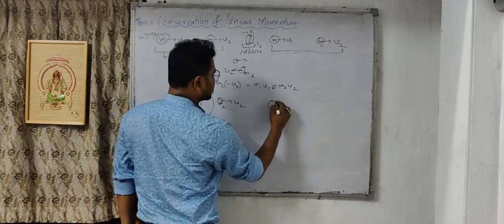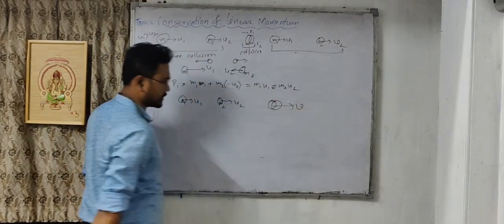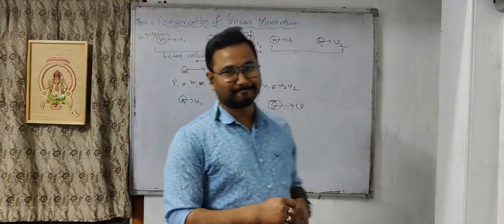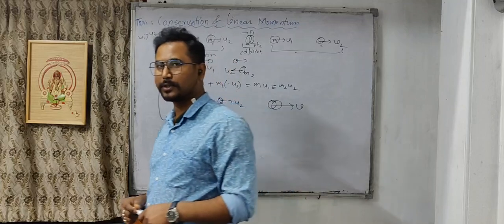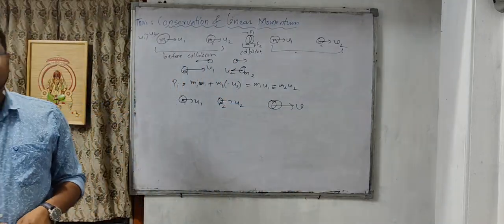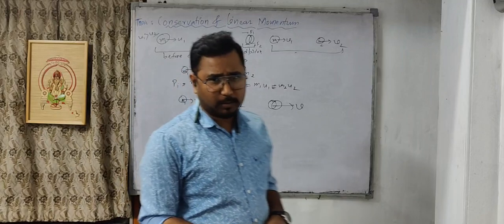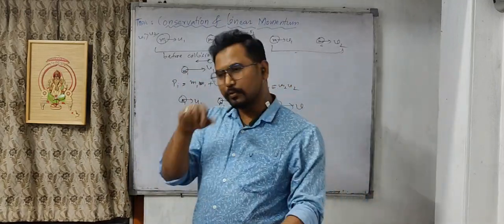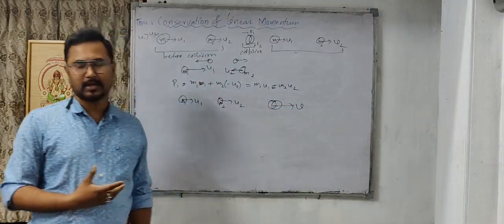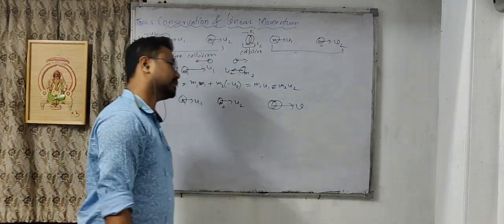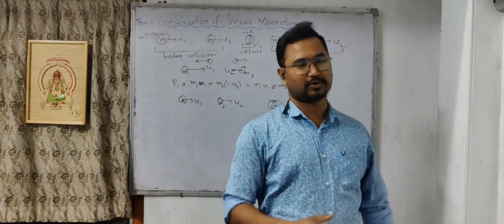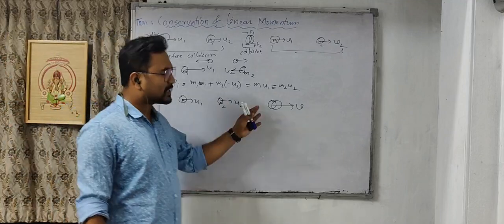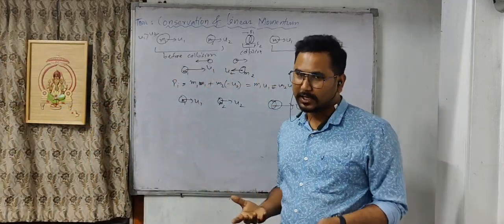Now after that, they may stick together and move with a common velocity. It may happen. Can you give one example of it? I am giving you 20 seconds. Very commonly, how many of you go to school by bus? Suppose you are running behind a bus and you suddenly jump onto the bus, and then the bus and you are going together. It actually happens in our practical life also.